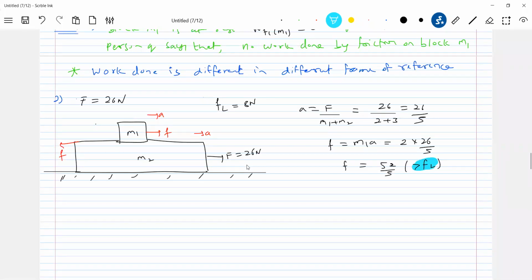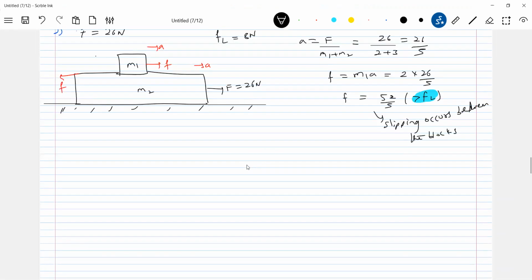So, does slipping occur or no slipping occurs? Slipping occurs between the blocks. Now, slipping occurs means what should we do? They will have different accelerations, and different displacements in a given interval of time. So let's calculate the acceleration of them separately.